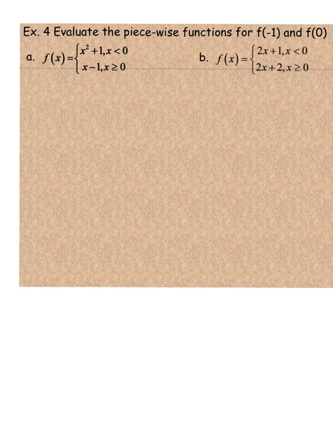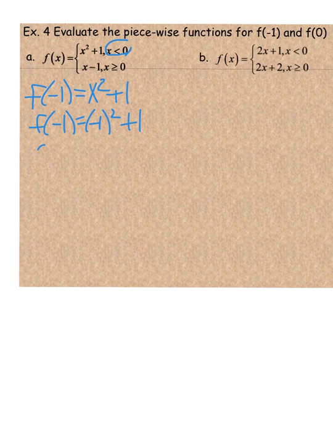So if I want to evaluate this piecewise function for f of -1, I'm going to choose the function that has -1 in its domain. So if I look at the first function where x is less than 0, I know that -1 is less than 0, so therefore I'm going to evaluate using the first function. So f of -1 will be equal to 2. So the value of that piecewise function when x is equal to -1 will be 2.